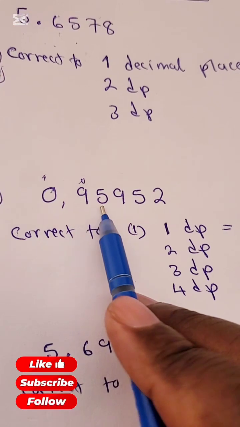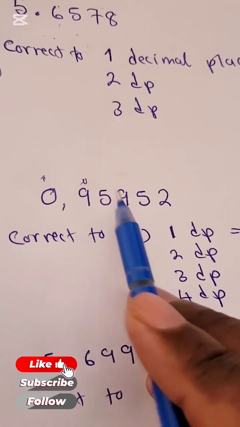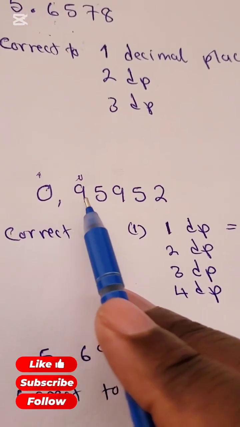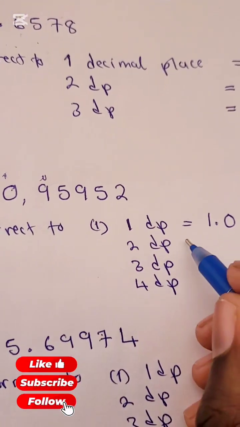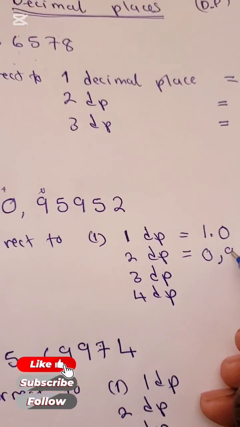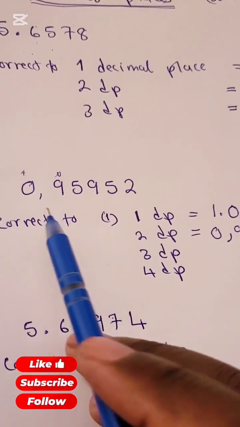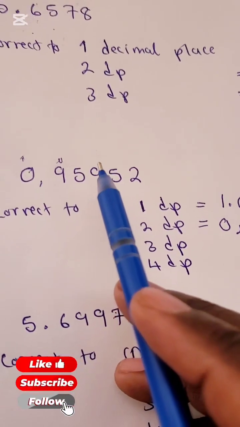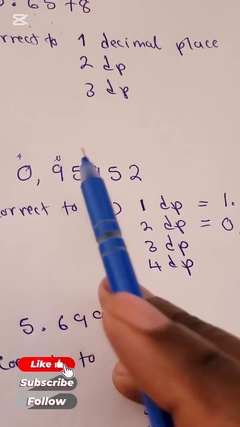What about two decimal places? 1, 2. So we look at 9. 9 is 5 and above, so we add 1 here. It is now 0.96 because we've added 1 to the last digit. So the answer will be 0.96. That's to two decimal places. In vernacular: we counted 1, 2 and found 9. 9 is above 5, so we add 1 to this digit.